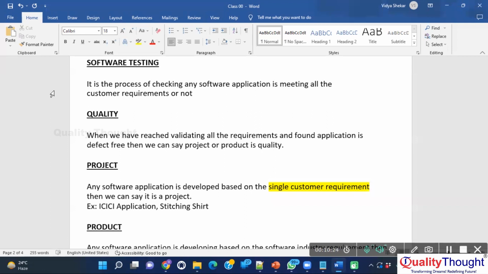Sir, can you share this Word document? I'll share it later, but not everything. Only the base concepts I'll share, not the complete notes. I put a lot of effort into preparing it. If you want, you can take a screenshot of it. Whatever is required, I'll share with you.